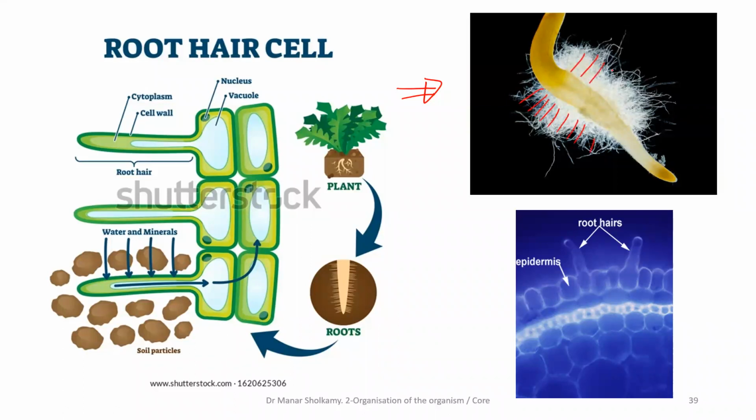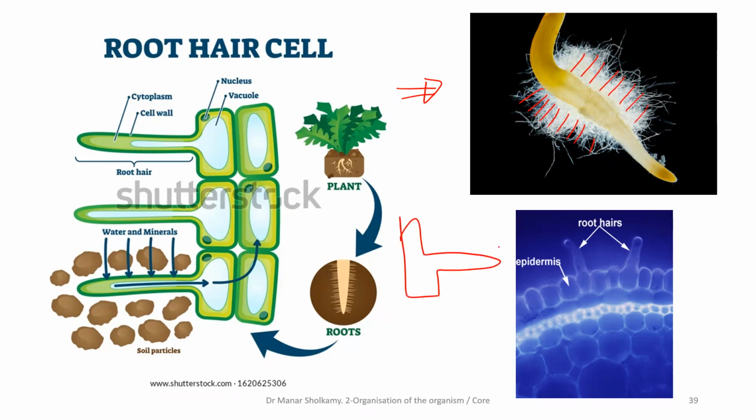Now, can you guess why these microscopic hairs are very important? What do they increase? Number 1, surface area, for water absorption. What do they absorb? Water and minerals from the soil. So the root hair cell, as you can see, has a special shape.